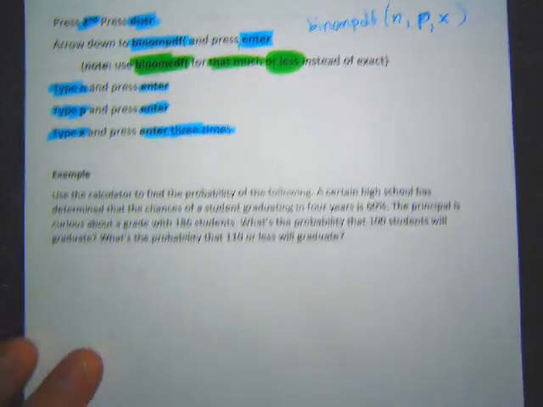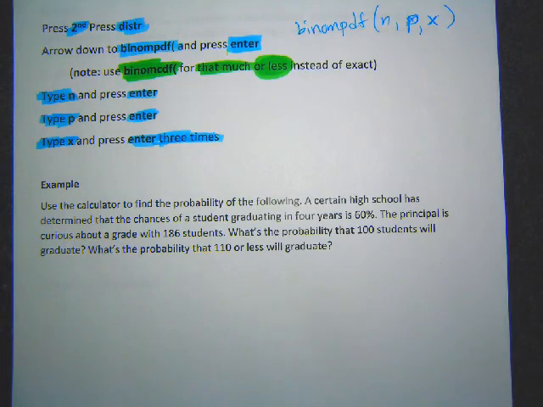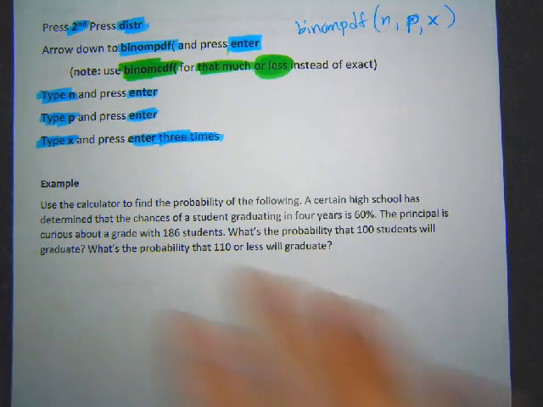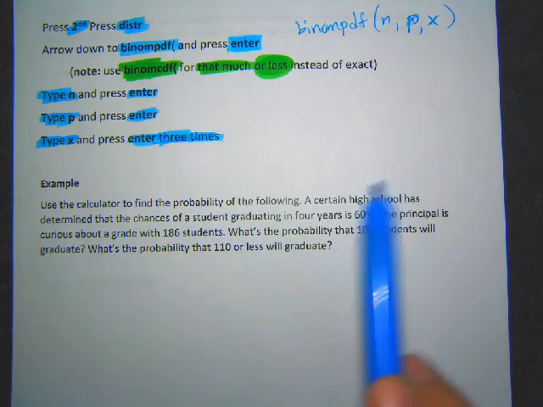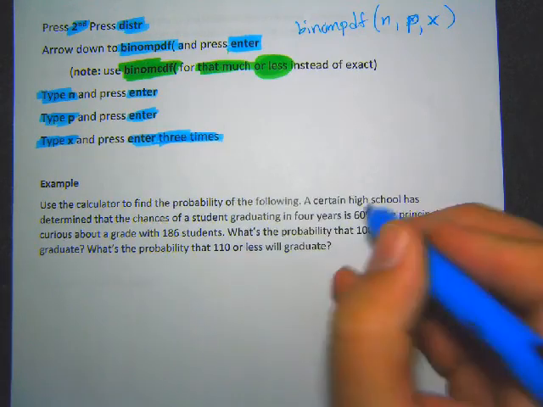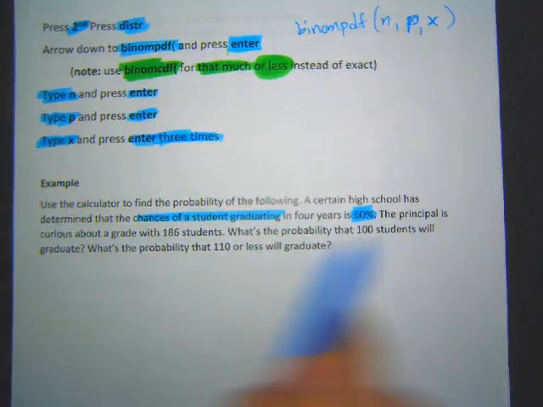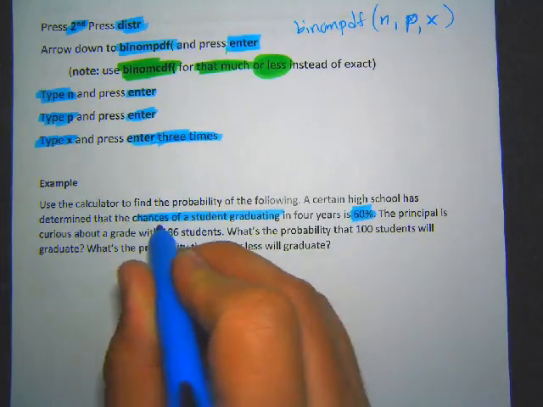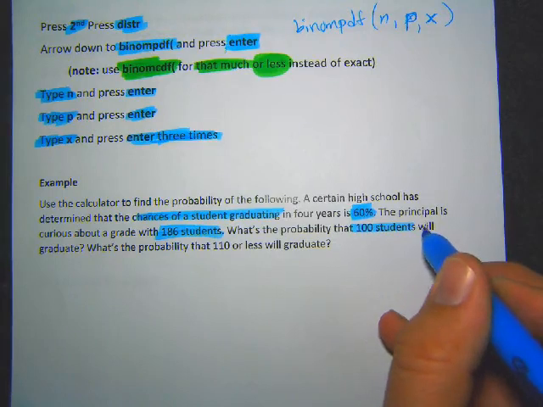Okay, so let's look at an example. The hardest part now, because the calculator will do it for us, is really just determining what the N, P, and X are. So we'll read a problem and figure out what those are. Use the calculator to find the probability of the following. A certain high school has determined the chances of a student graduating are 60%. The principal is curious about a grade with 186 students. What's the probability that 100 students will graduate?